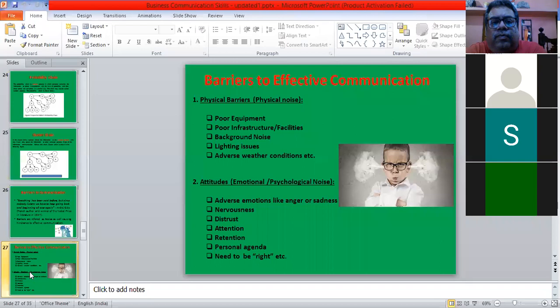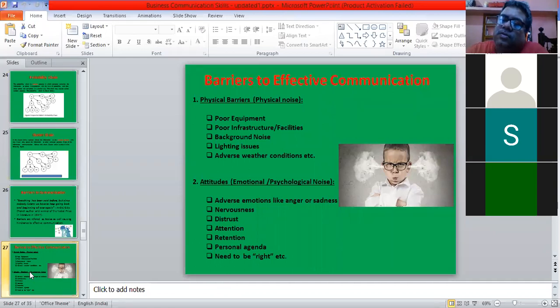Okay, so in physical barriers, we know there is poor equipment, there's poor infrastructure, background noise which comes into the picture. Emotional, psychological, attitudinal barriers, a huge number of examples. Anger, sadness, obviously these two have been very pronounced in most of the world conflicts that happen these days. People are very angry. Okay, and when they're angry, then naturally, no effective communication can take place.